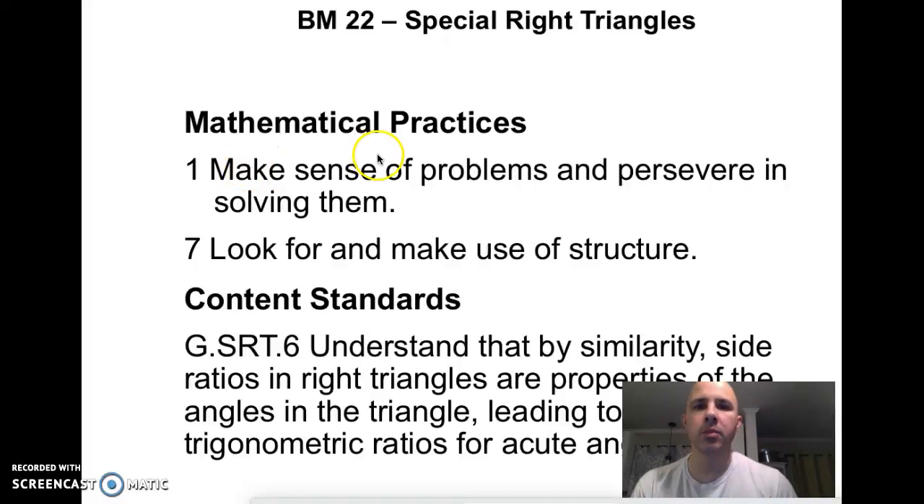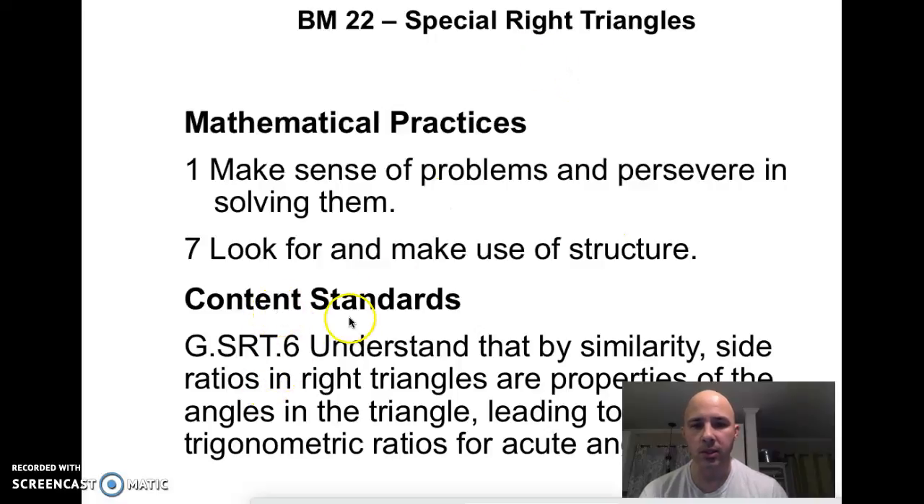Alright, welcome. This is Benchmark 22, Special Right Triangles. This is Mr. Cranier, and I want to talk about the mathematical practices. We're going to go over number 1 and number 7. Number 1 is make sense of problems and persevere in solving them. And number 7 is what we're going to look for: we're going to make use of structure in the special right triangles.